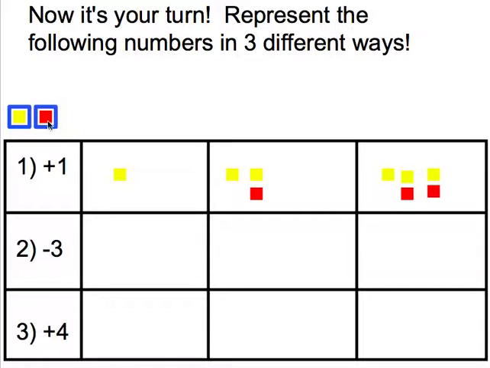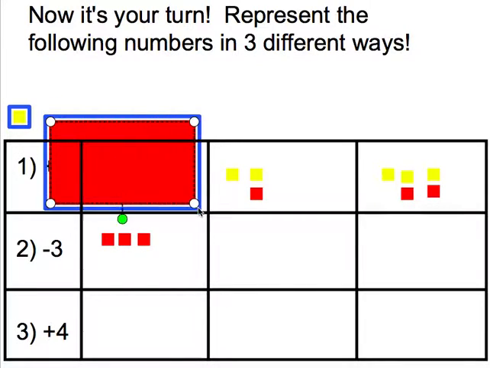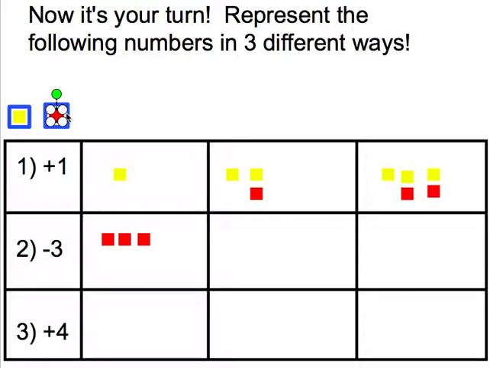Here for the negative 3, some similar idea, just a different value. So I have 3 negatives. That represents my negative 3. Over here, I'm going to do the exact same thing. But the only thing I'm going to add is a zero pair.